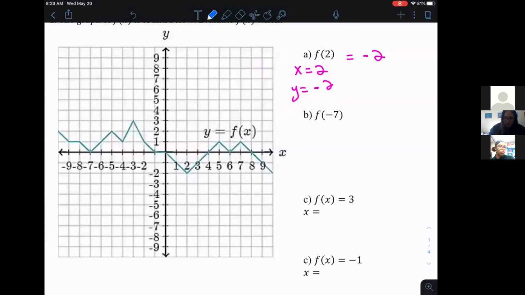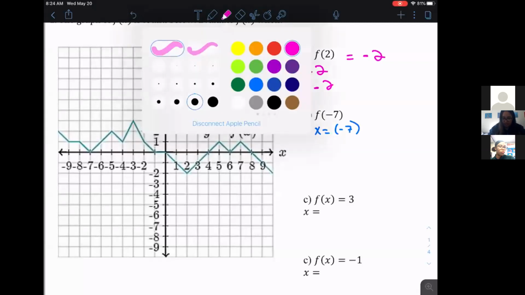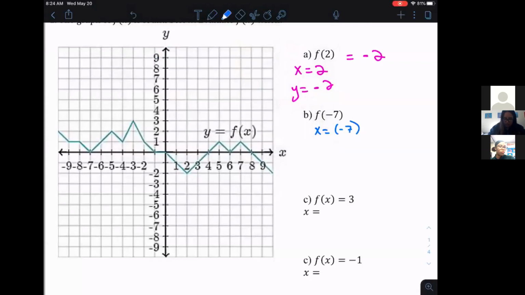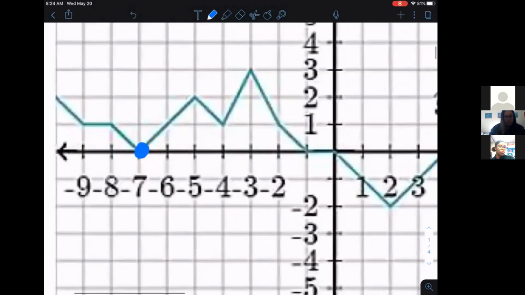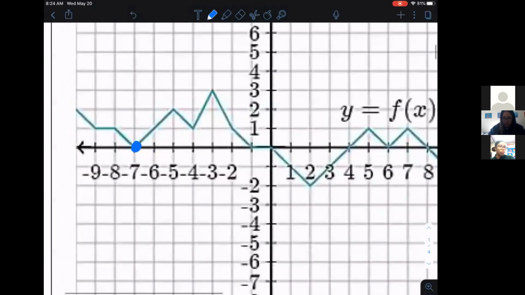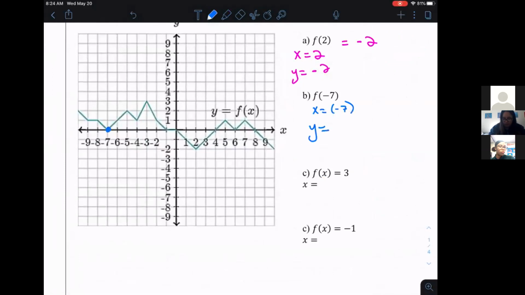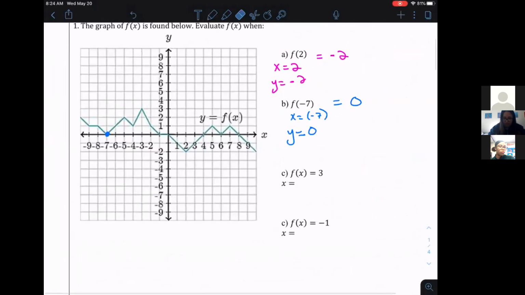Okay, next question. F of -7. Well, I know that x is -7. So again, now I'm going to look at my x-axis. X is -7, so that's here. So I'm looking for any points here when x is -7. I see that that's happening here at this point. So that's at that point right there. So I know that f of -7, the y value is 0. F of -7 is 0.